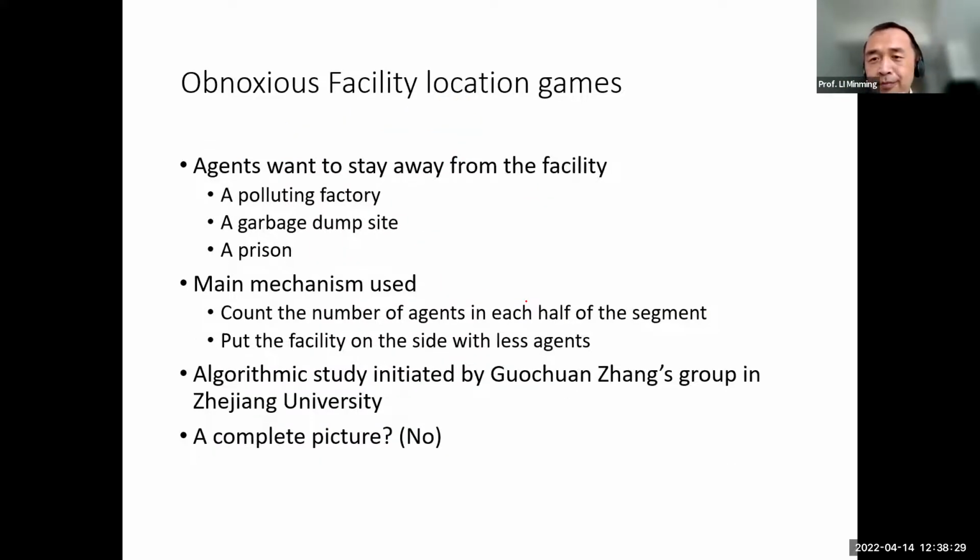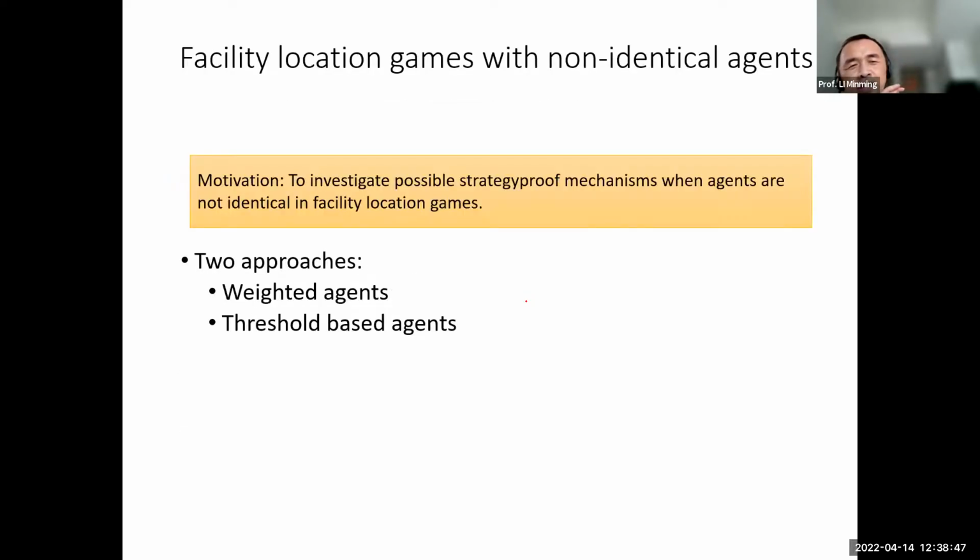And well, now let's see whether it's a complete picture now. Okay, it seems that we have people who want to be close to the facility, and also we have the version where people want to be far away from the facility, right? Okay, now it seems to be a complete story. So is that so? No, actually, again, not.